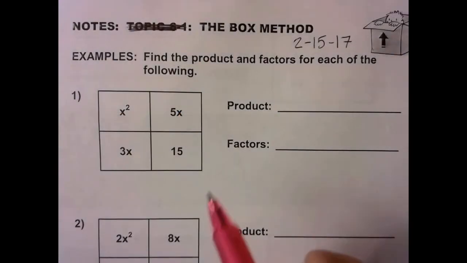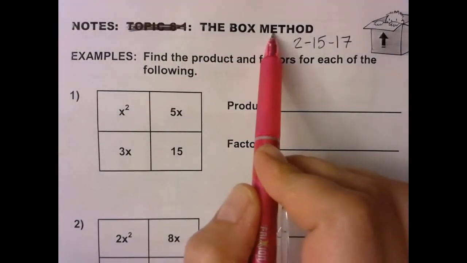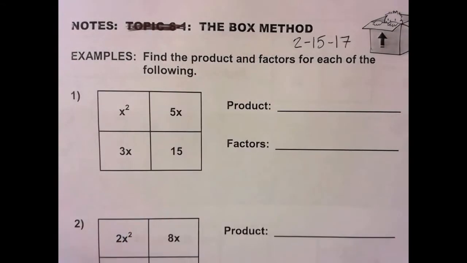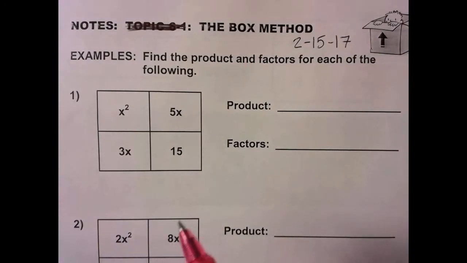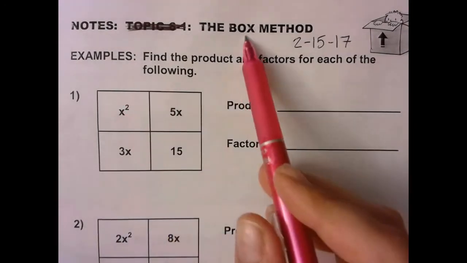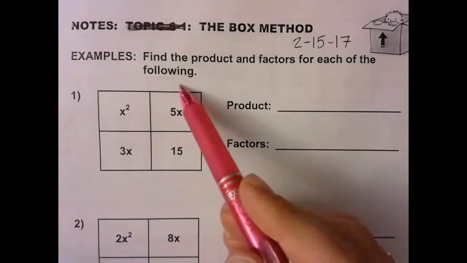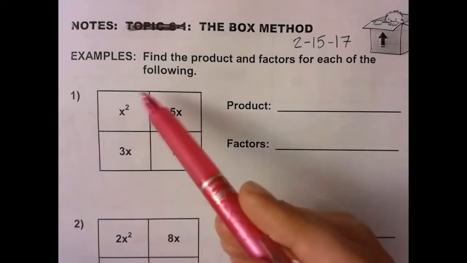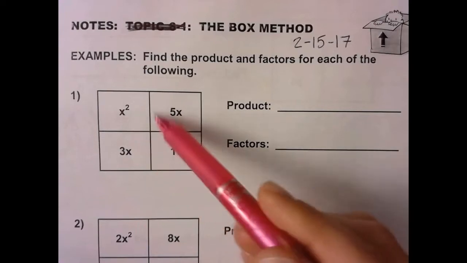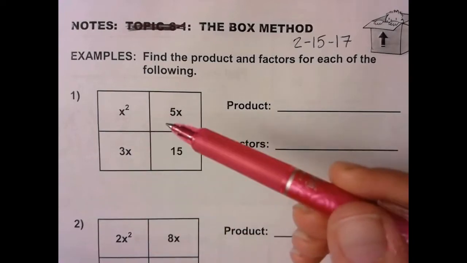Today, we're going back to the box method. Make sure you have this handout before we start. But most of this should be a review. So if you remember, box method is when we had two binomials or another polynomial that we needed to multiply, and we ended up with a box like this. We're just going to move backwards this time.